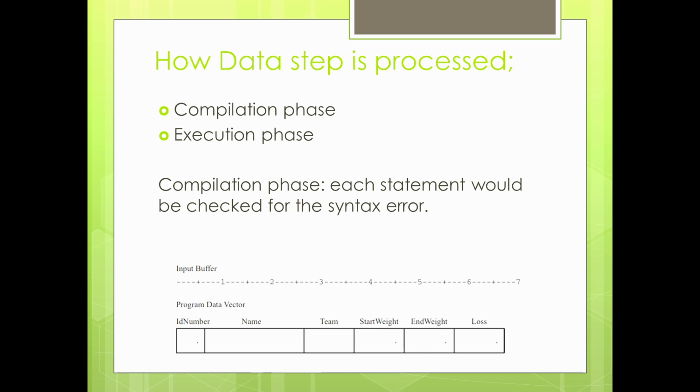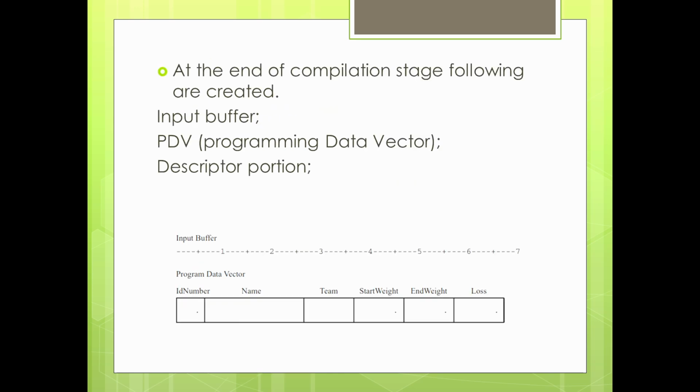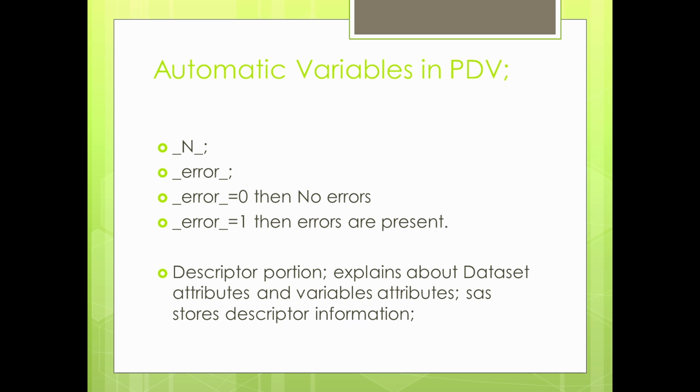SAS will read one observation at a time. After finishing one observation, it will go to another observation and read it. This process is called iteration. If one observation is read and it goes to another observation, that process is called iteration. In the descriptor portion, SAS gives information about the dataset attributes and variable attributes.